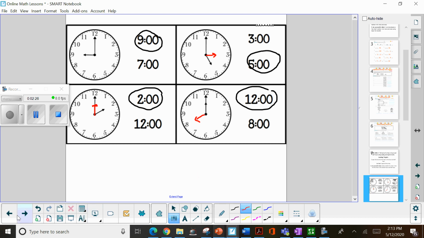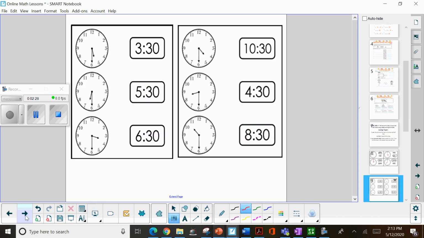All right, now we're going to look at the half hour. So here we have the times 3:30, 5:30, 6:30. We've got to match them up to the clocks over here. The trick to this is the hour hand is going to be between 2 hours, in the middle, when it's a half hour or 30 minutes. But you go back to the smallest hour, or the smallest number.